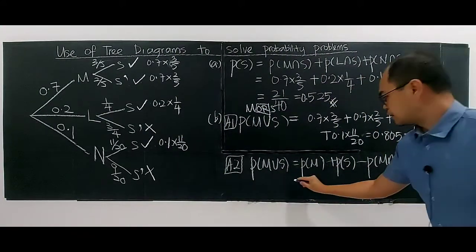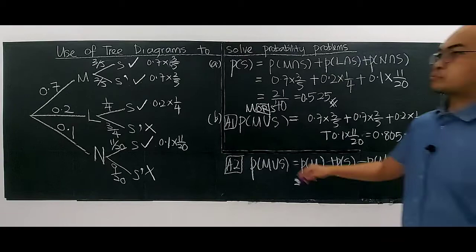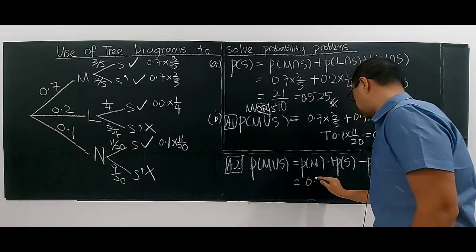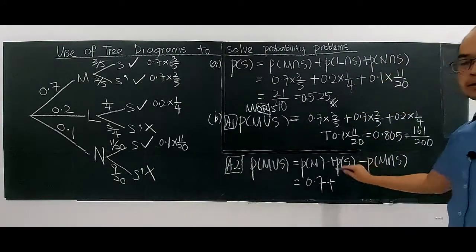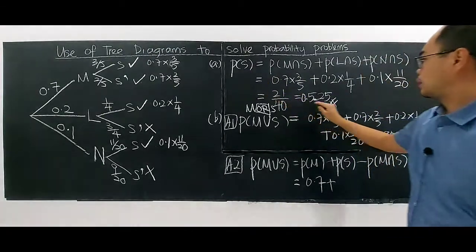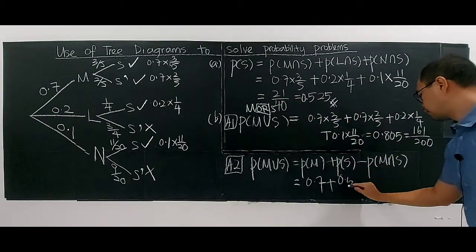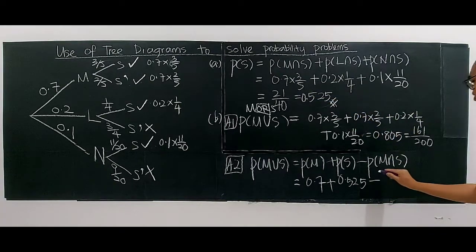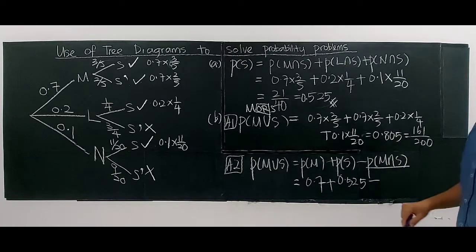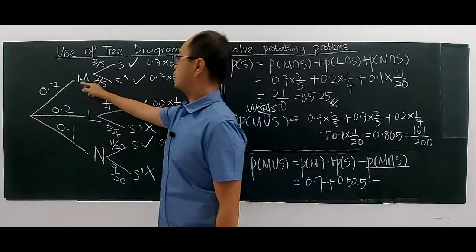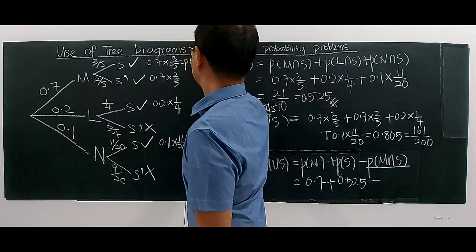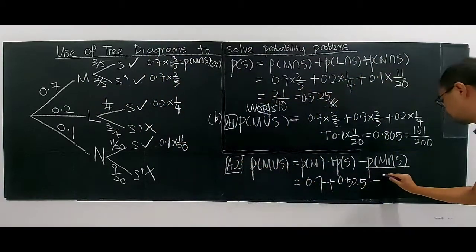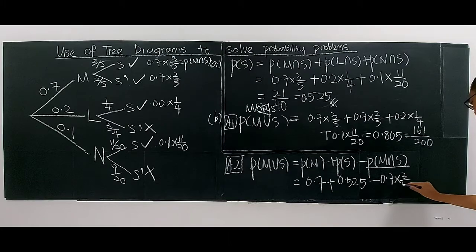So both are accepted. Now, the probability of taking milk is 0.7, right? Probability of taking sugar, you have calculated just now from part A, which is 0.525. So minus the probability of taking milk and sugar. This is the probability of milk and sugar, so it will be 0.7 times 3/5. Okay, I repeat again.